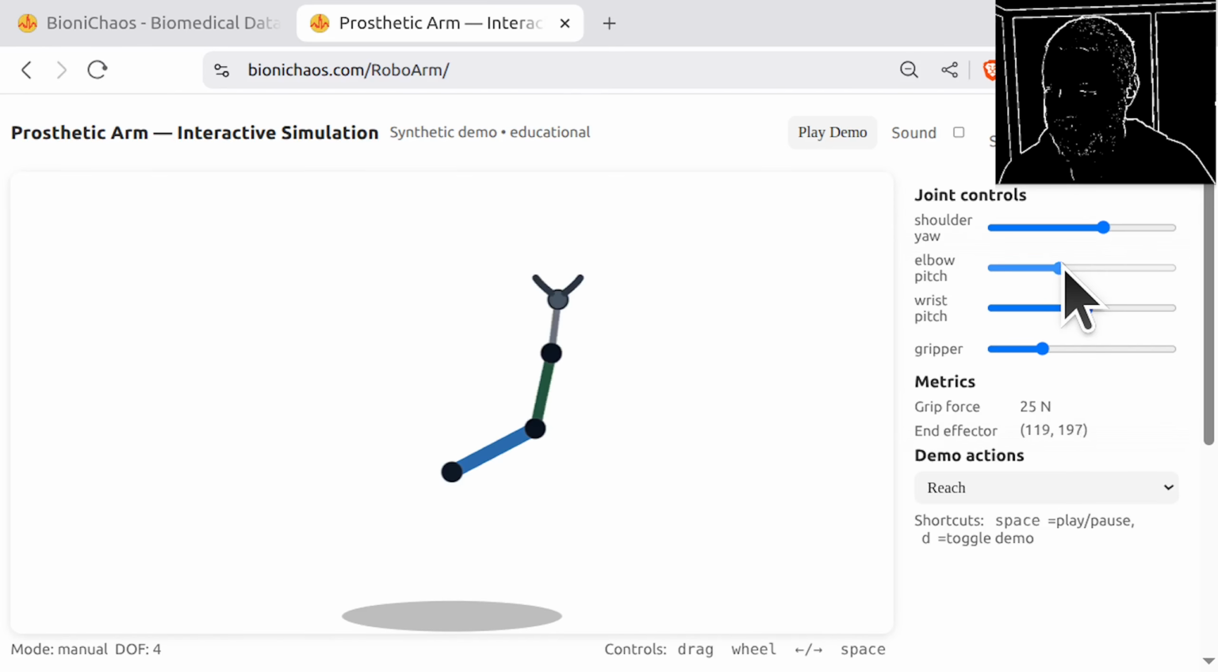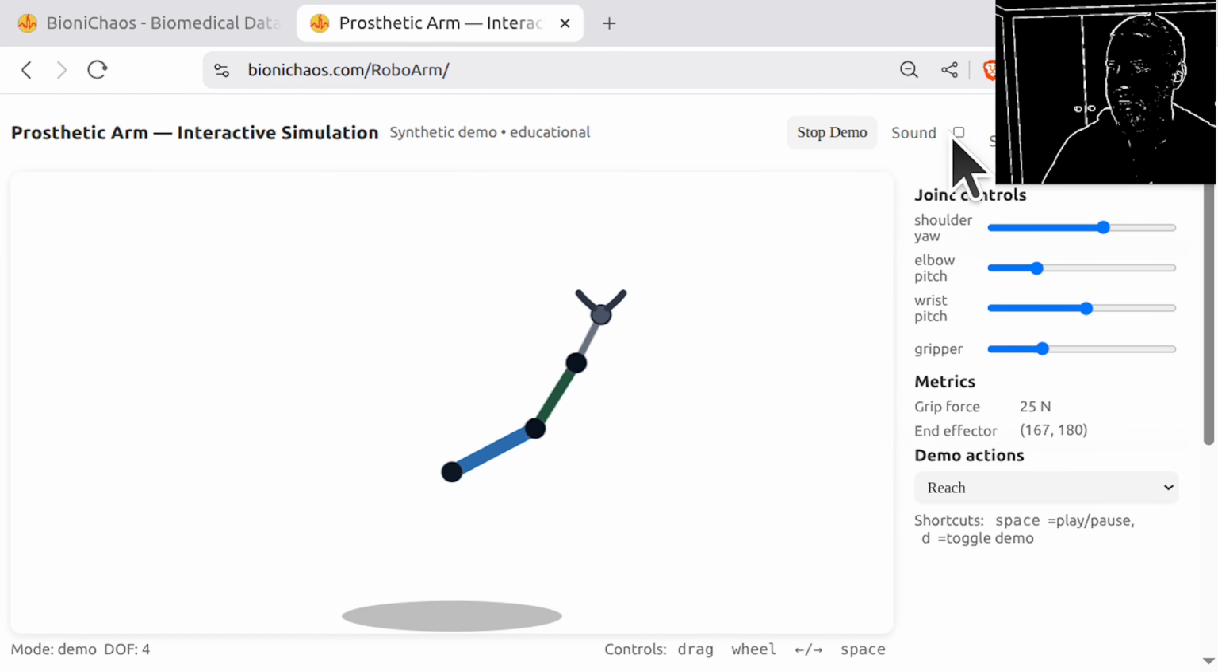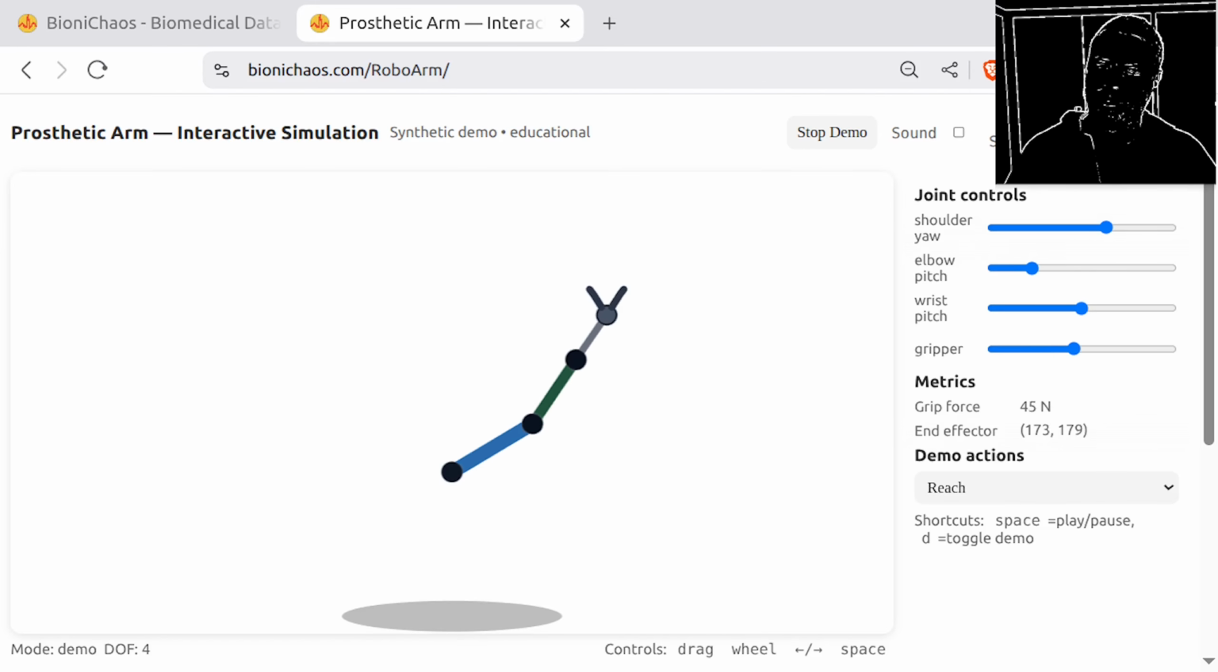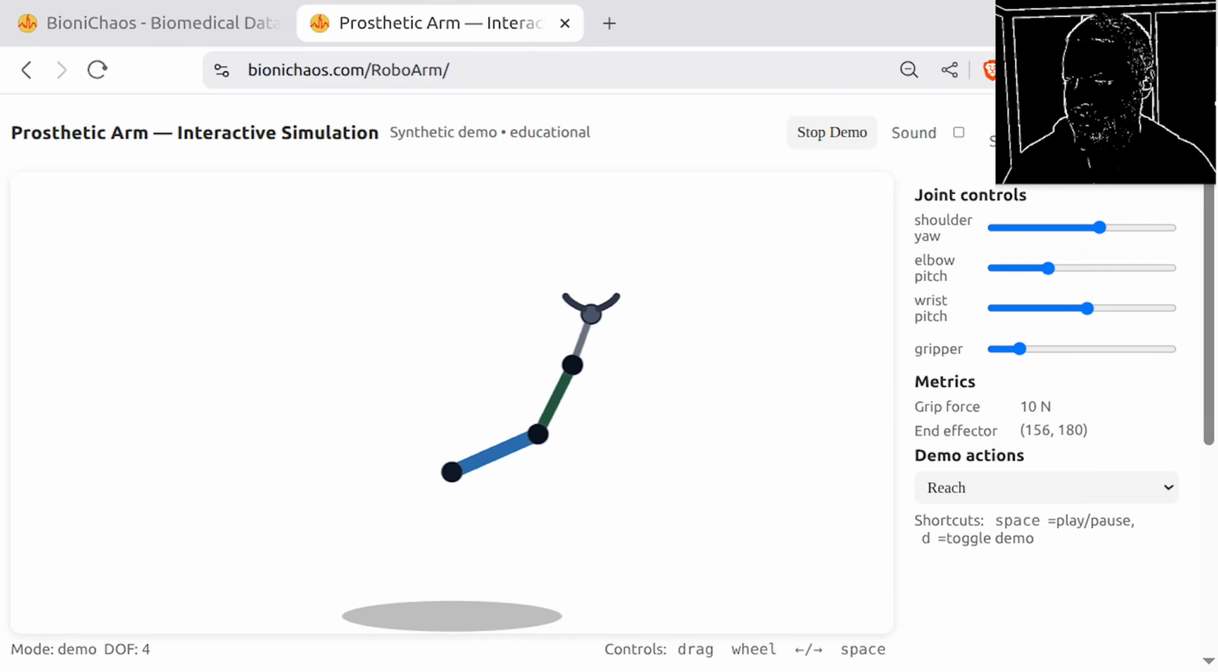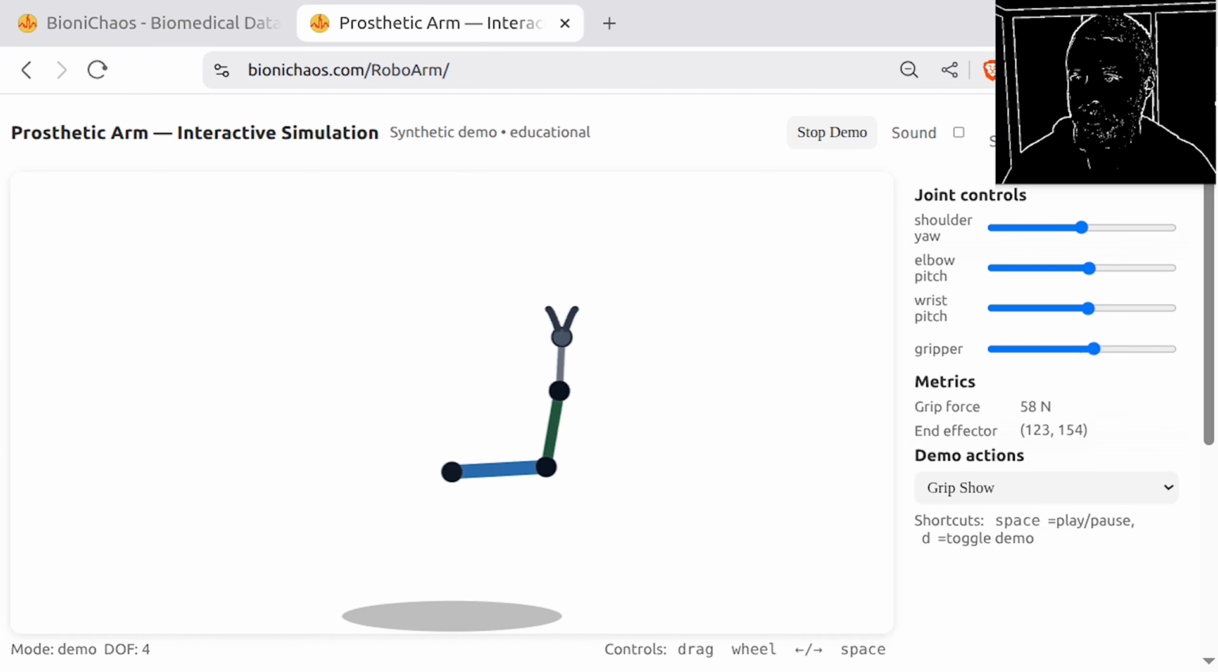Now we can control them manually as well, as you can see here. Yes, in manual mode, you can adjust the sliders for shoulder yaw, elbow pitch, wrist pitch, and gripper to manually control the robotic arm. As you move the sliders, the metrics for grip force and end effector position will update in real time, allowing you to see the impact of your manual control on the arm's performance. This mode provides a direct interface to manipulate the robotic arm for experimentation or specific tasks.